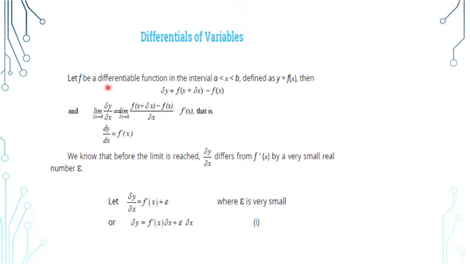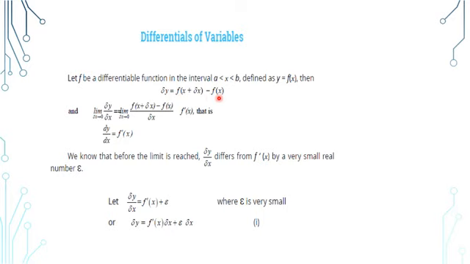Let f be the differentiable function in the interval a less than or equal to x less than or equal to b, defined as y is equal to f of x. By applying the first principle, ab initio method or definition, replace y by y plus del y and x by x plus del x. We have del y is equal to f of x plus del x minus f of x.